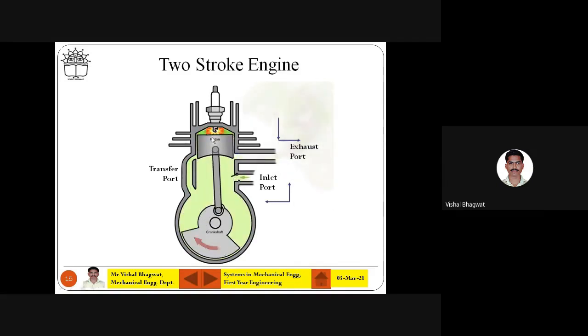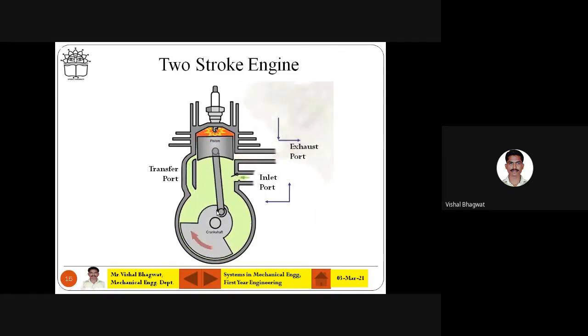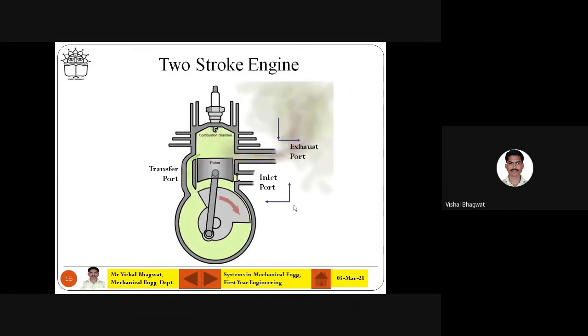When the piston is going down, it is a power stroke or expansion stroke, and at the same time the exhaust port is open, so all the gases are going out. So when the piston is going down, it is the power and exhaust stroke. When the piston is going up, it is the inlet and compression stroke. Compression is happening here. So that is about this two-stroke engine.